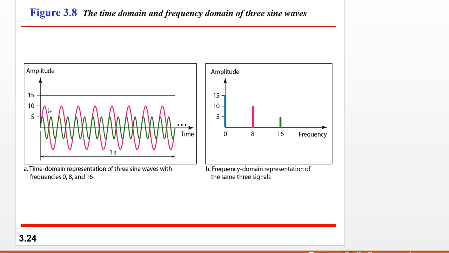For the blue wave, the first sine wave in diagram A, the peak amplitude is 15. So 15 is drawn with one spike. And the pink waveform is given, right? What is the peak amplitude value of that? It is 10. You can draw 10. And what are the frequencies?